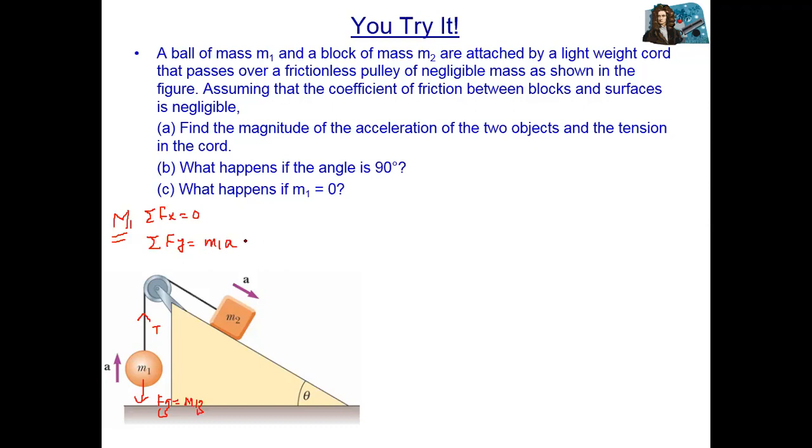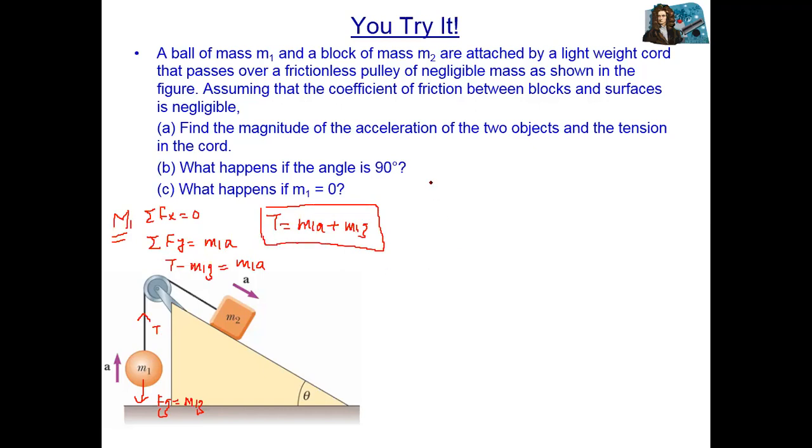But how many forces are along the y-axis? There are two forces, tension and gravitational force. So tension minus gravitational force m1g is equal to m1a. If you transfer m1g to the other side, tension is equal to m1a plus m1g. This is for body number 1, or mass number 1.